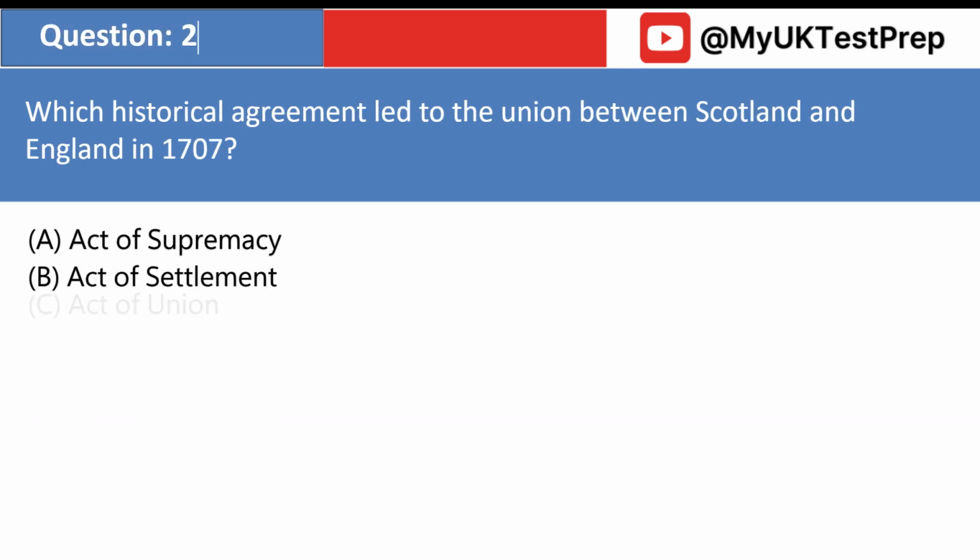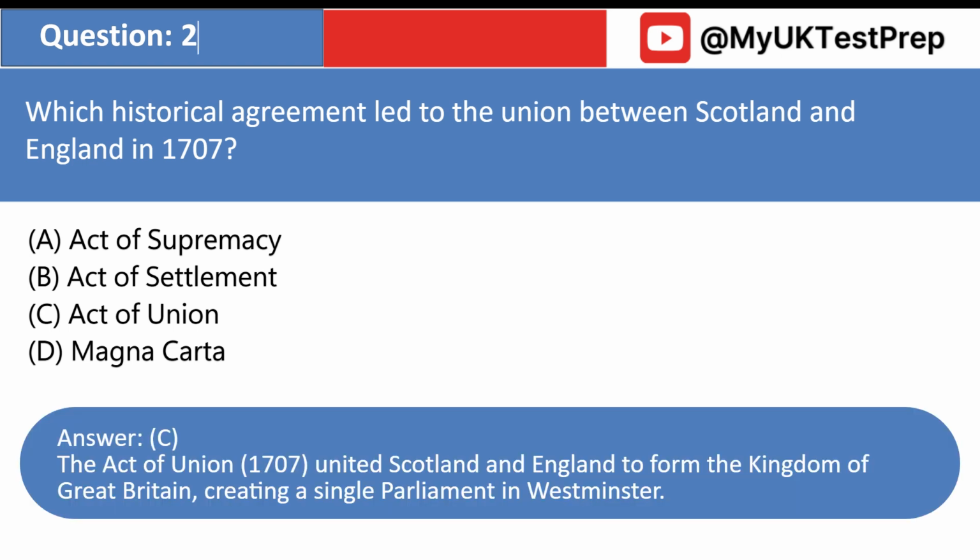Which historical agreement led to the union between Scotland and England in 1707? A. Act of Supremacy. B. Act of Settlement. C. Act of Union. D. Magna Carta. Answer: C. The Act of Union, 1707, united Scotland and England to form the Kingdom of Great Britain, creating a single parliament in Westminster.